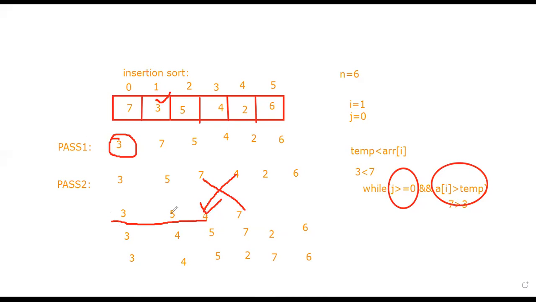Again the 4 is compared with 5. So that means this 4 needs to be compared with its previous elements. That means it comes back in the backward direction. So definitely the temp value here is 4. The temp is checking the previous elements. So what are the previous elements here? 5 and 3. 5 is greater than 4, so that needs to be sorted.